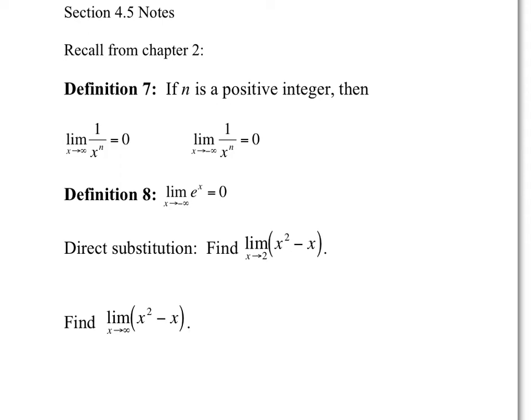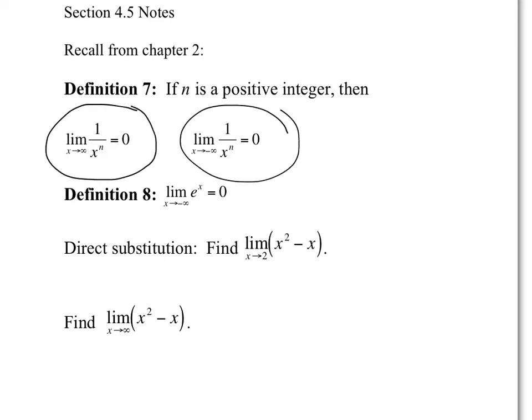All right, so for section 4.5 notes, I just wanted to quickly recall from chapter 2 that if n is a positive integer, we know this goes to 0 and this goes to 0. And just a reminder that the 1 does not have to be a 1. That just has to be any constant, because a million divided by infinity is still going to be nothing, pretty much. We talked about the whole lottery ticket scenario.